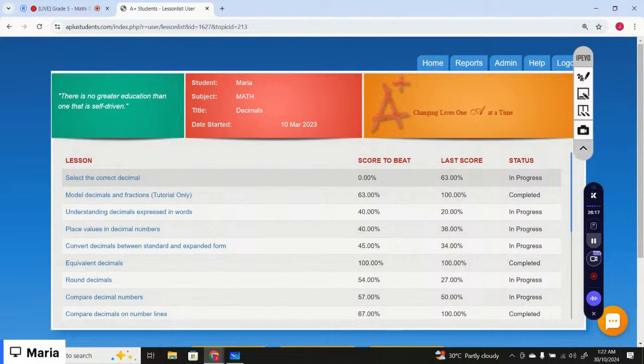The next lesson is place values in decimal numbers. Let's just start with the next lesson.